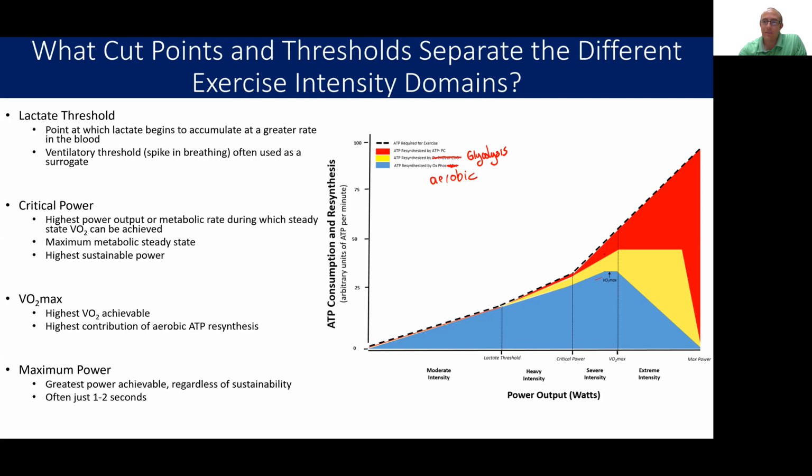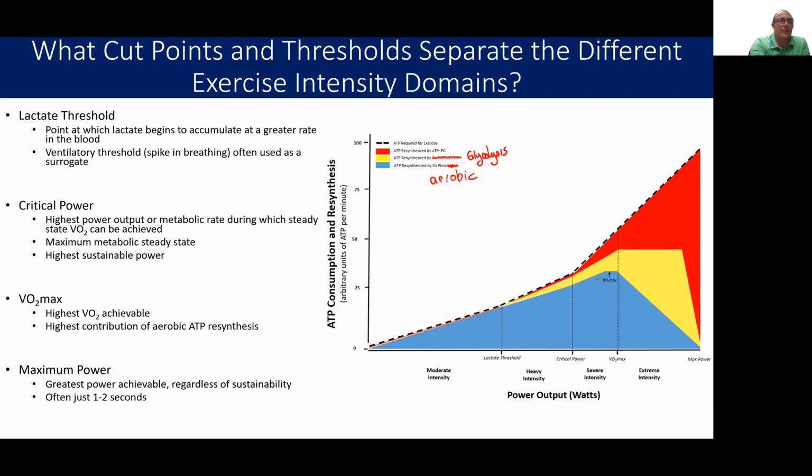Then above that, if we keep going to higher intensities, now both aerobic metabolism and glycolysis are not enough to get enough ATP, and now we need to go into our major emergency store, our absolute desperation, phosphocreatine, right?